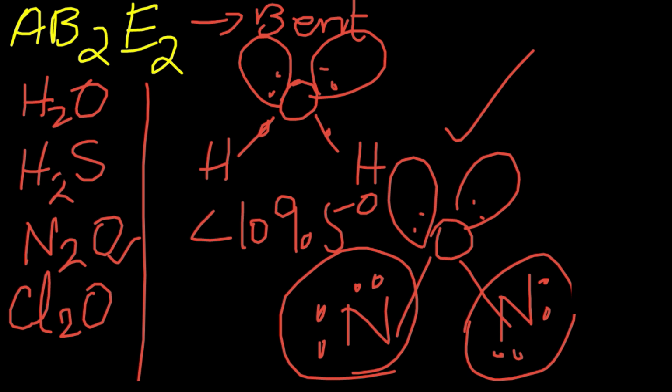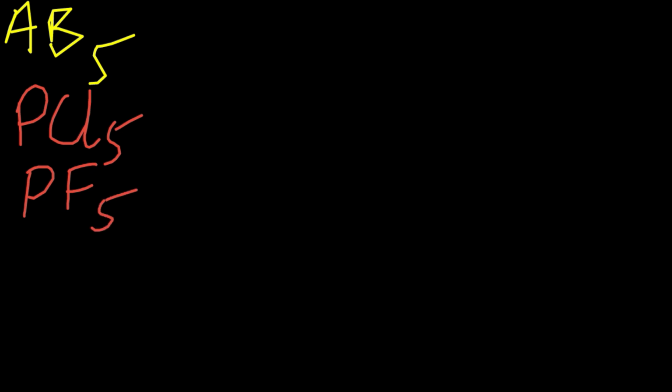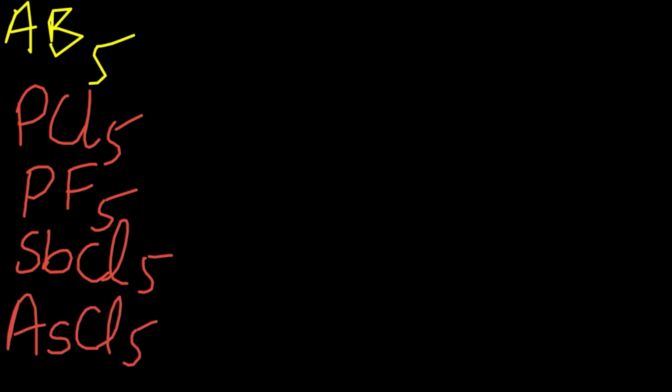Up till now we have discussed AB2, AB3, AB4 type molecules. Now let's talk about AB5 type molecules, where the central atom is surrounded by 5 pairs of electrons. The examples include phosphorus pentachloride, phosphorus pentafluoride, antimony pentachloride, arsenic pentachloride. You have to practice all of these.